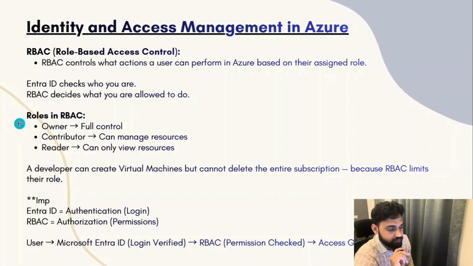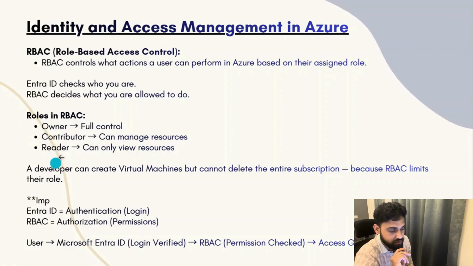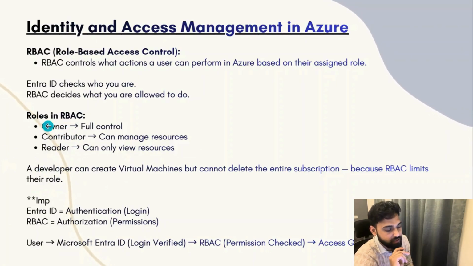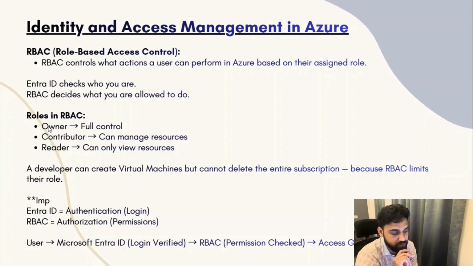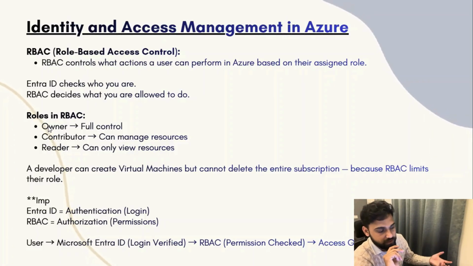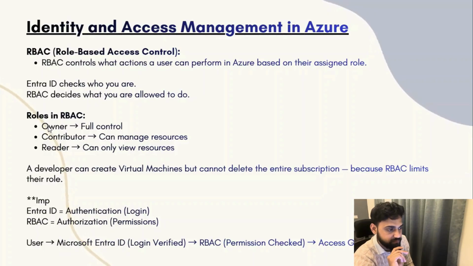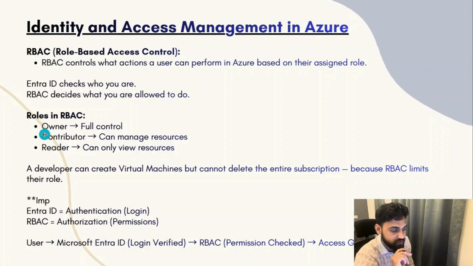We have different roles in role-based access control, like owner, who has full control, contributor, who can manage resources, and reader, who can only view resources. We also have a lot of other roles, for different purposes, and they differ from service to service. If you are creating DB services, you will find different sets of roles, and if you are creating an app service, you will find different sets of roles. But these three are the common ones. Let's understand all these three.